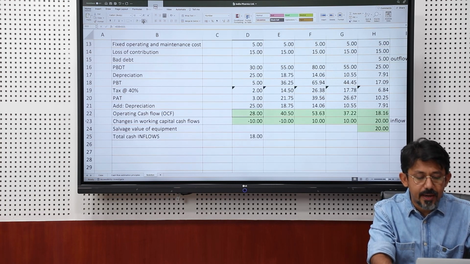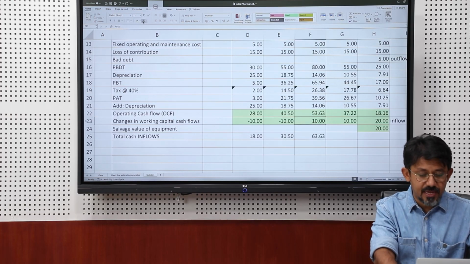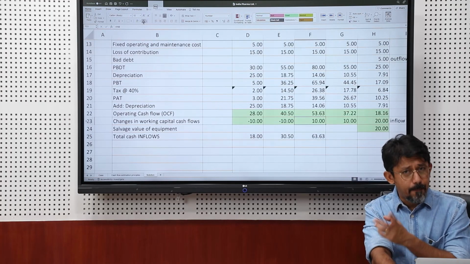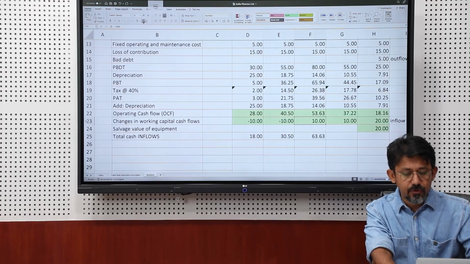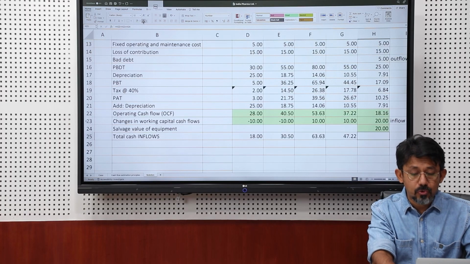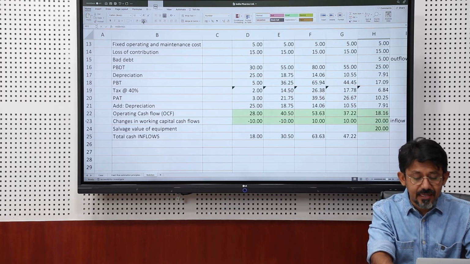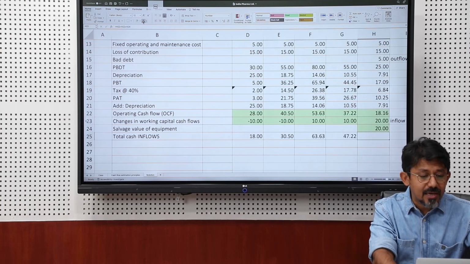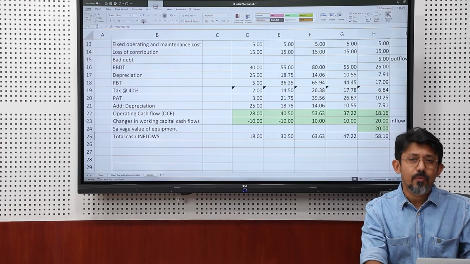So, 18 is 28 minus 10, right. 40.5 minus 10 is 30.5, 53 plus 10 is 63. Why did I add 10? Because the working capital was a positive cash flow, it was a cash inflow. Similarly, 37 plus 10 is 47, and in the last year we add 18 plus 20 for working capital and plus 20 for salvage value. So, my last year's cash flow is 58.16.